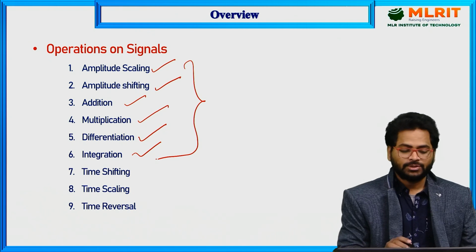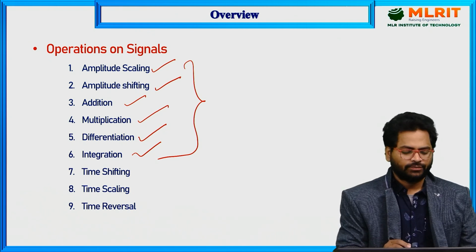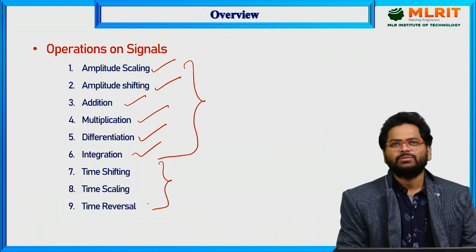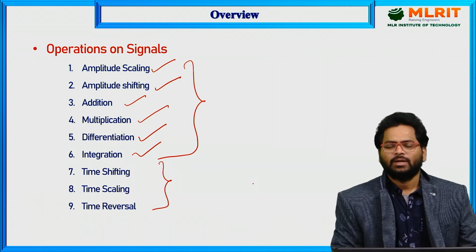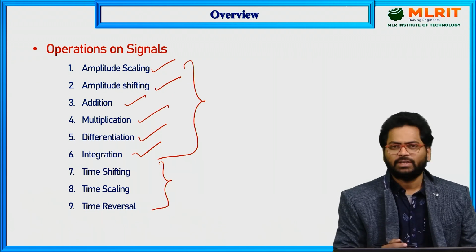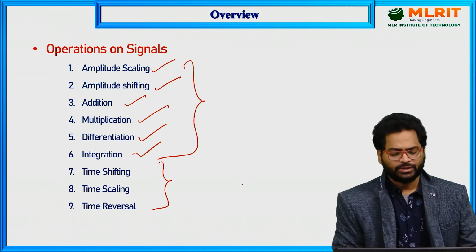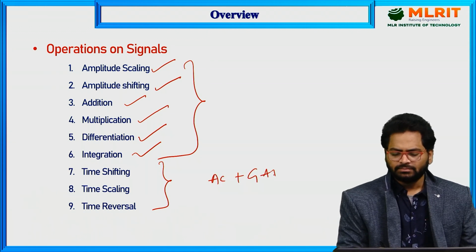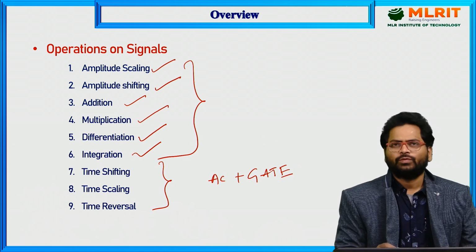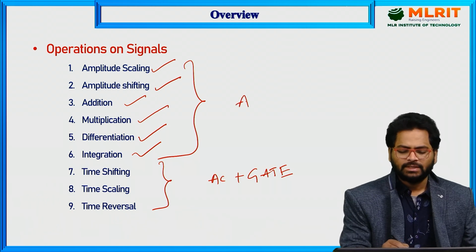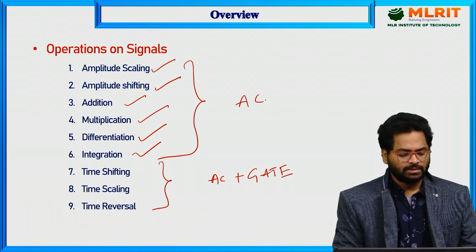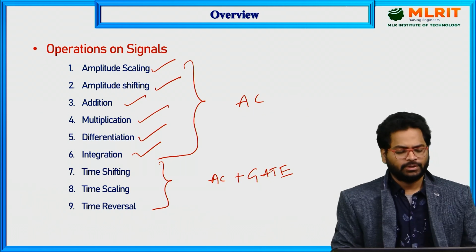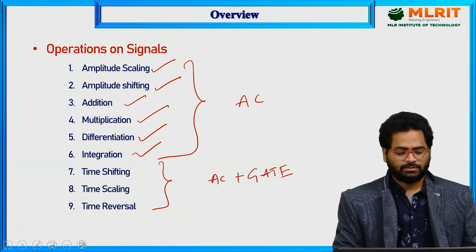These are not that important from the academic point of view. When it comes to GATE and academics, time shifting, time scaling, and time reversal are the most important things. For your academic point of view, you can see only the first 6 plus 3. So these 9 are what we are going to look into for the next couple of minutes.